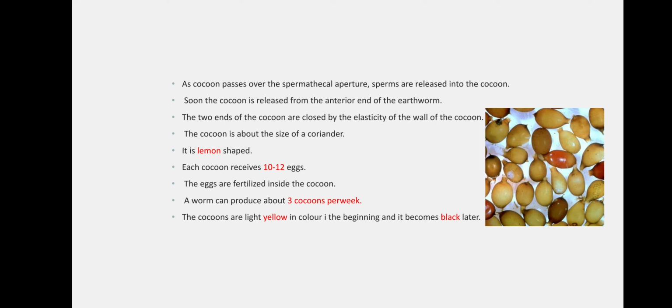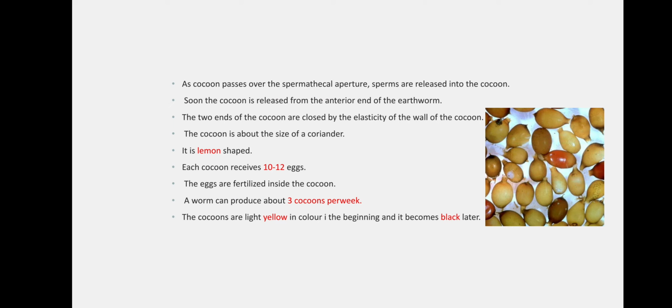So the cocoon is released from the anterior end of the earthworm. It is produced outside, given out from the anterior end of the earthworm. The two ends of the cocoon are closed by the elasticity of the wall of the cocoon, and it is said to be the size of a coriander seed and lemon shaped, and each cocoon receives 10 to 12 eggs.